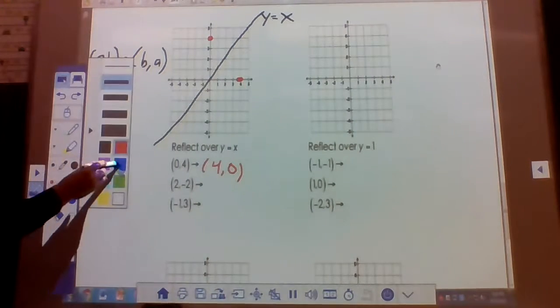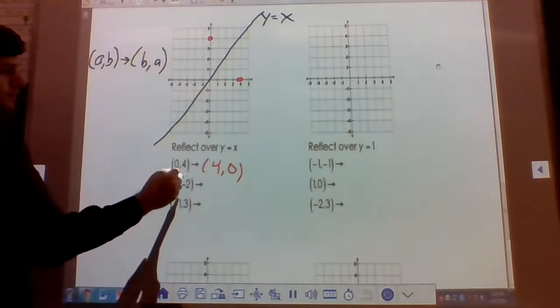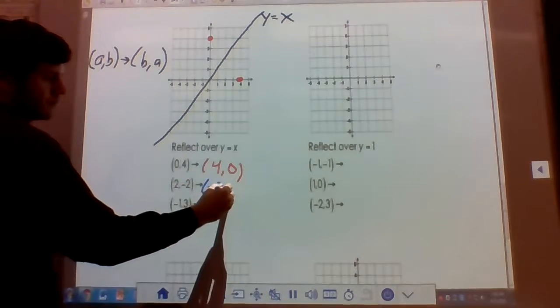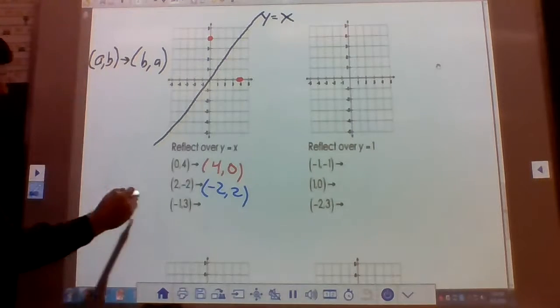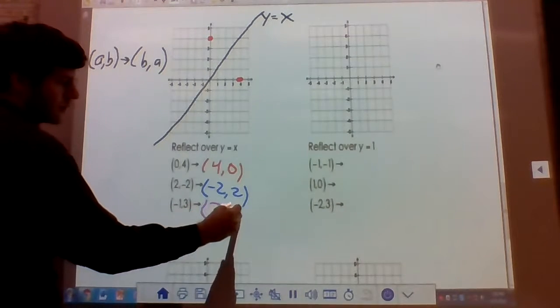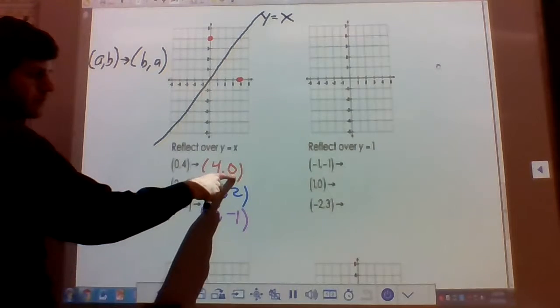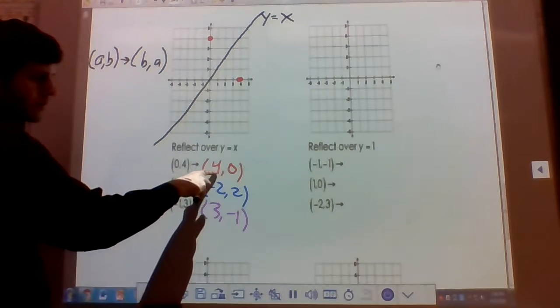2, negative 2 is going to go to negative 2, 2. And negative 1, 3 is going to go to 3, negative 1. The x coordinate becomes the y coordinate, and the y coordinate becomes the x coordinate.